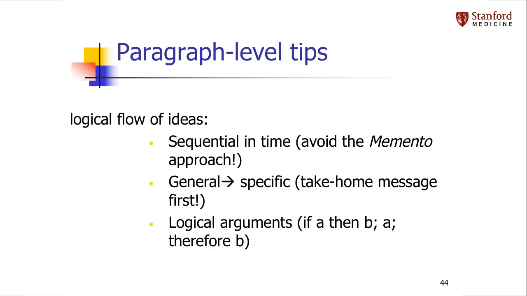Another way to make your writing flow logically is to start with something that's general and then move to the specific. Give the take-home message, the general point, and then give specific examples. Also, you can think about constructing formal logical arguments. I was a philosophy major as an undergraduate, so I took a lot of logic classes where we did if A, then B, A, therefore B. So I sometimes will actually outline the logical arguments that I want to make in my prose. That ensures that I have sound logic that's easy for readers to follow.